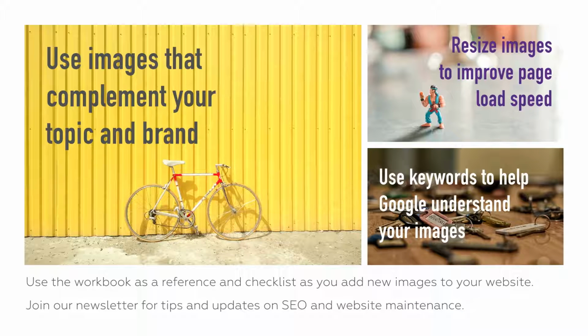All right, so we've looked at how you can use images that complement your topic and brand. We've learned how to resize our images to improve the page load speed. And we've learned how to use keywords that Google can understand your images with. So I've put a lot of these different points in the workbook, so you can refer back to it, use it as a checklist as you add new images to your website. The last page on there is all about your keywords, so you can print that off as many times as you want and just use it even throughout your pages, not even just for your images, but for your actual page content as well. You can use it to keep track of what keywords that you're using on there.